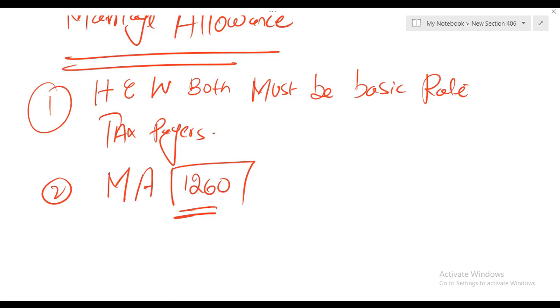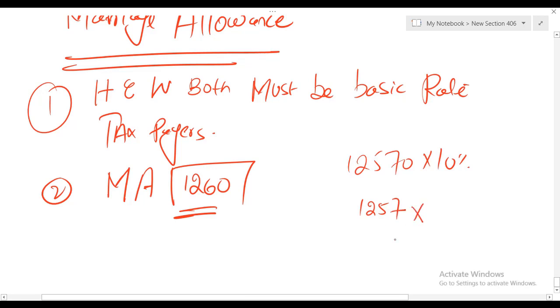Repeat. One spouse, let's say, who has taxable income lower than the personal allowance, should transfer 10% of the personal allowance. If I take 10% of this, it comes to 1257. But instead of 1257, the Finance Act 2021 says you should take marriage allowance as 1260. So one spouse can transfer 1260 of his or her personal allowance to another spouse. Let me repeat. Both husband and wife must be basic rate taxpayers. Second, you cannot transfer more than 1260, and you cannot transfer less than 1260.